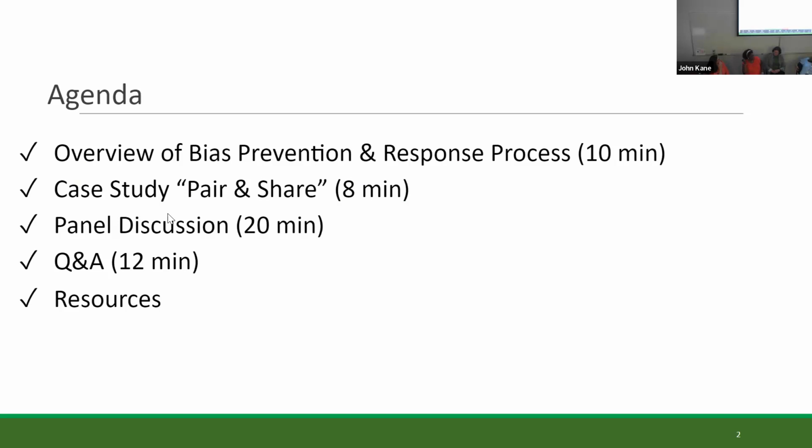Okay, so we have a very tight agenda because we only have 50 minutes. I want to give everyone a chance to introduce themselves, and then we'll do a little bit of an overview of the bias response process, and talk about what that looks like on the ground, go through the chain of events. Then we'll do some case studies where we pair and share to go through what a bias report might look like, or some of the incidents that might comprise a bias report, and have you talk in groups about how you might address them and share your thoughts. And then we'll discuss a little bit as a panel, and talk about how we respond in our roles.